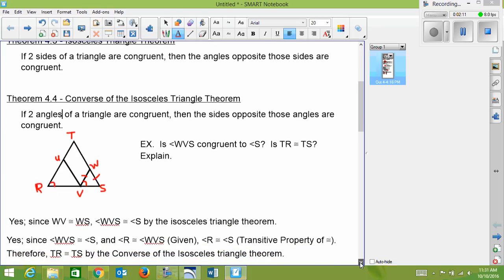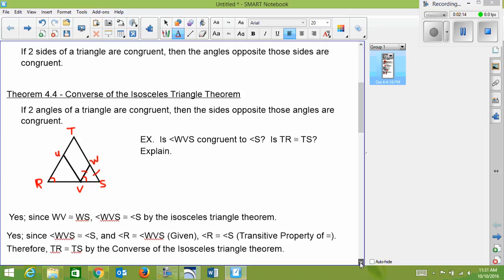And then since WVS is congruent to angle S and angle R is congruent to WVS, because that was given, I had it marked right here, angle R is congruent to angle S by the transitive property of congruence. Therefore, TR is congruent to TS by the converse of the isosceles triangle theorem. Because this one is congruent to this one, that would make this side right here congruent to this side. That's this converse theorem.